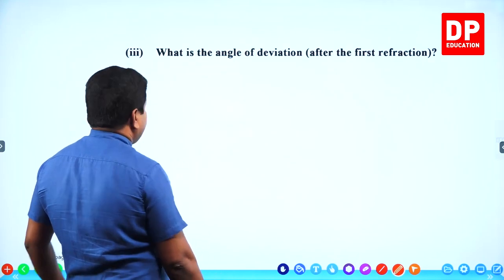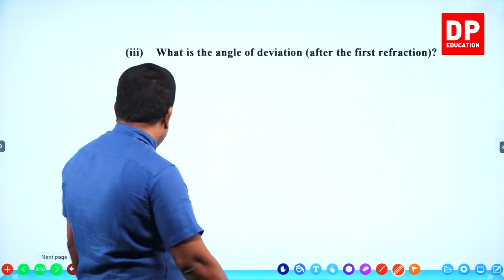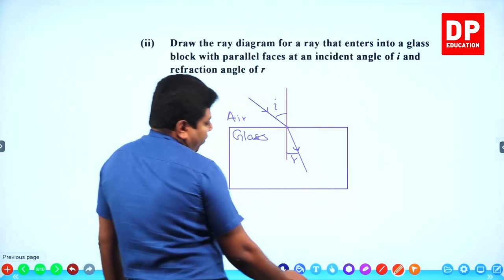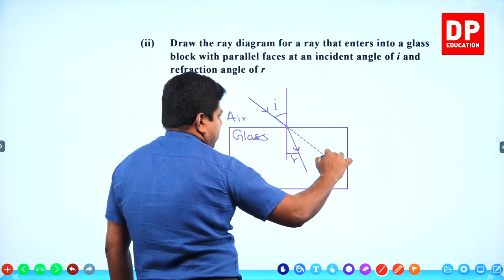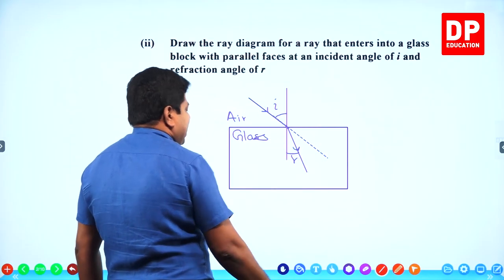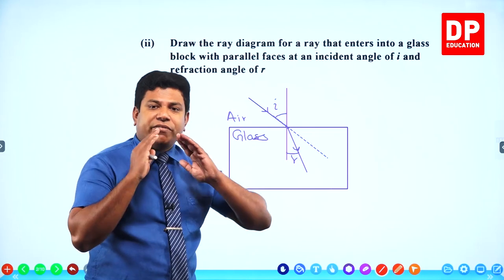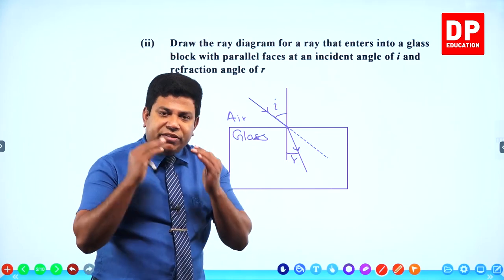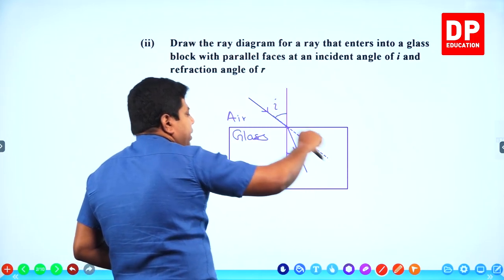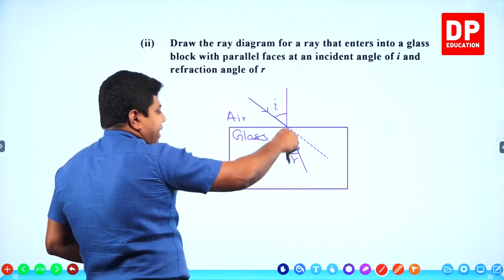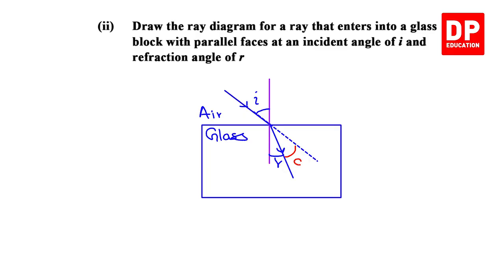Next, what is the angle of deviation? So when they say angle of deviation, listen to me, let me go back to that diagram again. To find the deviation, let me extend this line. See, this is how the extended line is. That means if the incident ray did not refract, if it continued to travel in its original path, then this dashed line would be its path. Now it has taken a different path. So angle of deviation means this one.